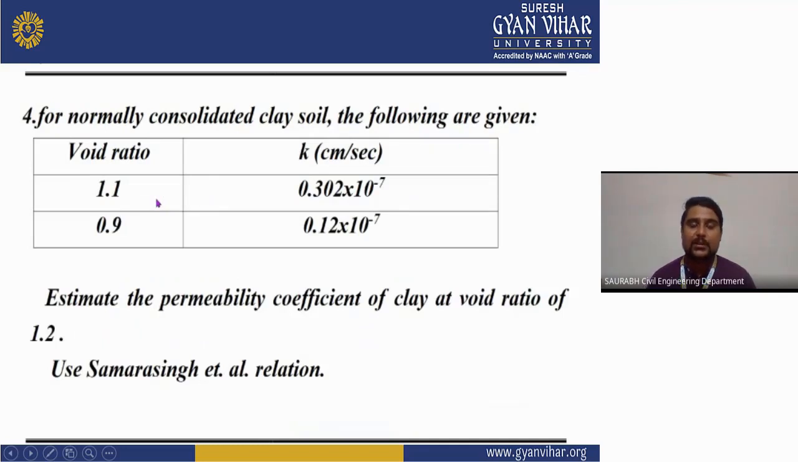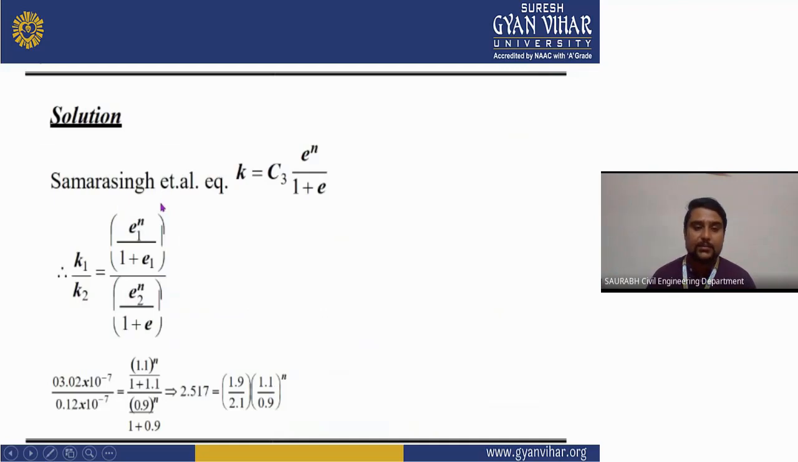For normally consolidated clay soil, the following are given. The void ratio is given here as 1.1 and 0.9, which corresponds to 0.302 into 10 to the power minus 7 and 0.12 into 10 to the power minus 7, and estimate the coefficient of permeability of the clay at the void ratio of 1.2. Now we will solve this question by this formula. As you can see, Samar Singh et al. This is the paper journal by them. These formulas are given.